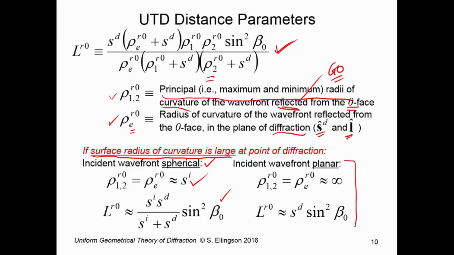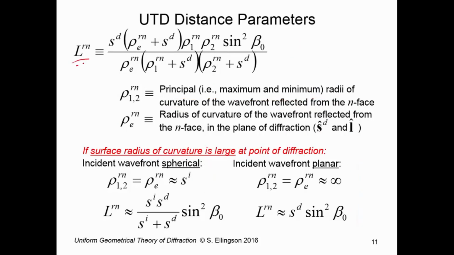Similarly, something simple happens here for the planar case. Again, if we have an incident wavefront which is planar, and it's incident on a planar surface, then the reflected wavefront curvature is also infinite. And so here is a simple form of the distance parameter. So again, you can see the distance parameters are quite simple in cases which we commonly encounter. Not always, but often.